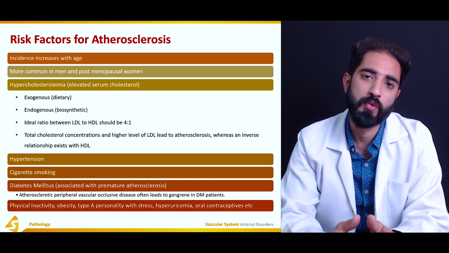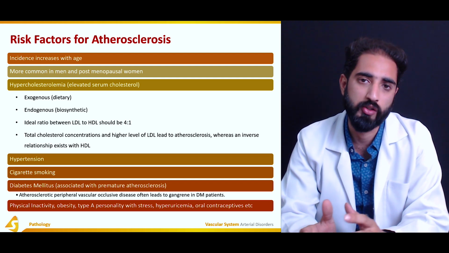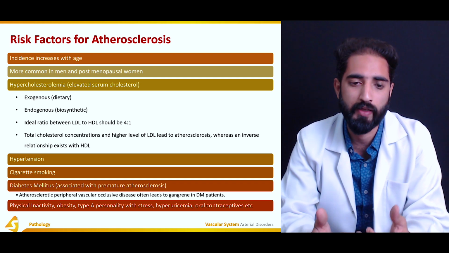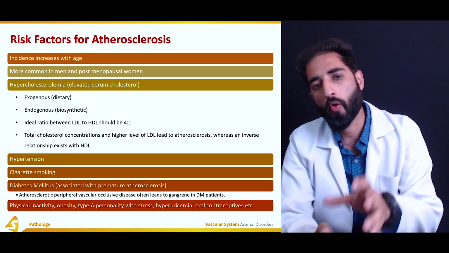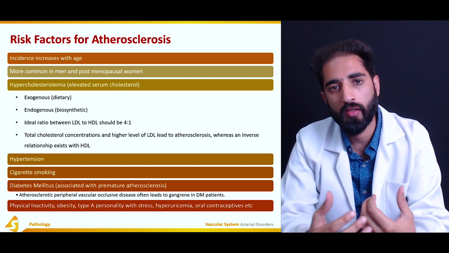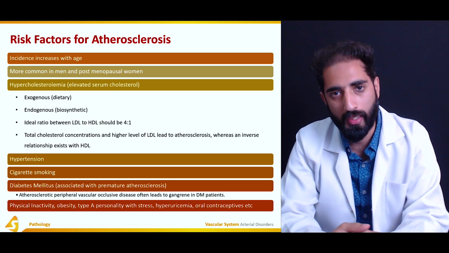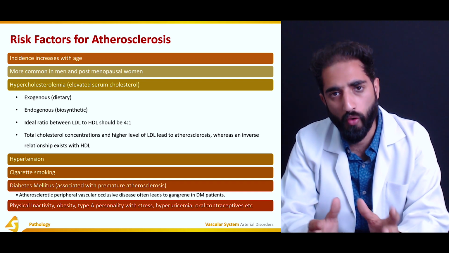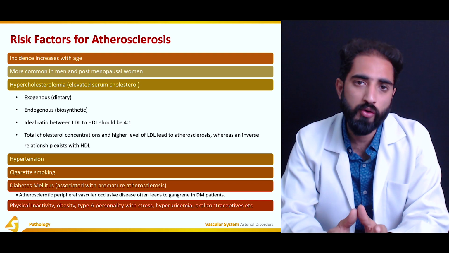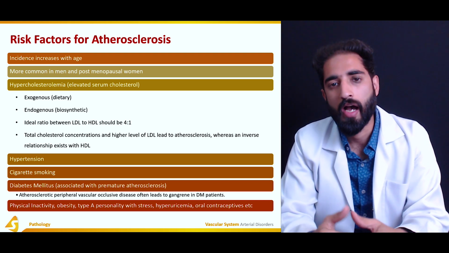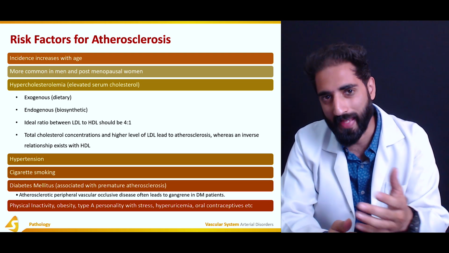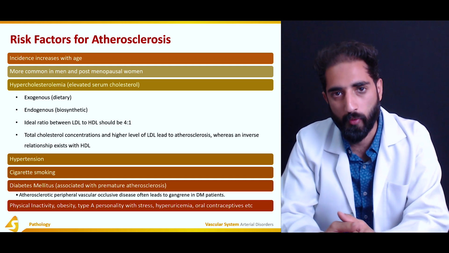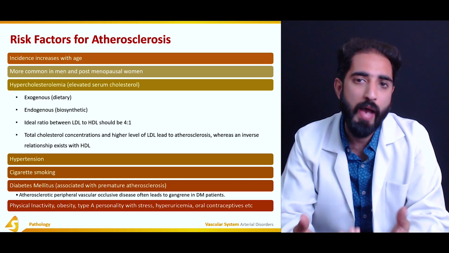Now, this hypercholesterolemia can be either exogenous because of dietary sources, or endogenous because of biosynthetic factors. The important thing is that there should be an ideal ratio between low-density lipoproteins and high-density lipoproteins, and that ratio should be around 4:1. Total cholesterol concentrations and a higher level of low-density lipoproteins can lead to atherosclerosis, and that is why low-density lipoproteins are also known as bad cholesterol.